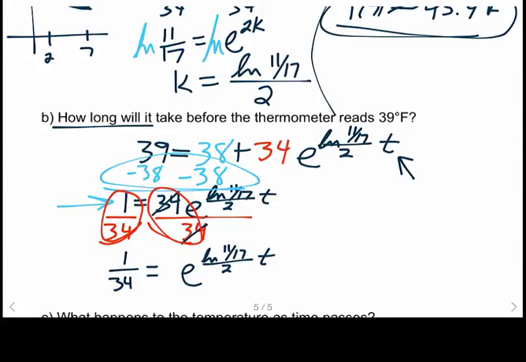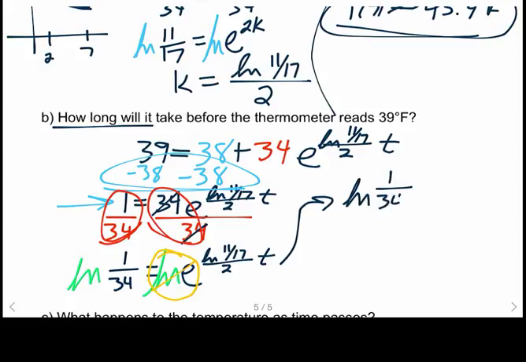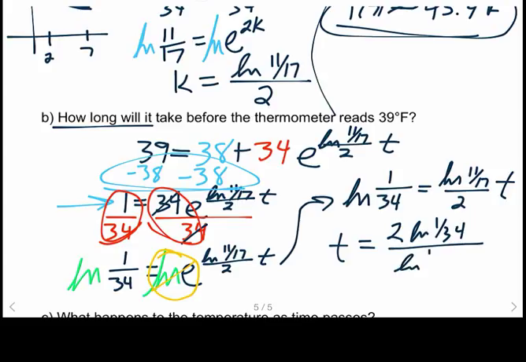Now we're going to apply the natural log to both sides using that cancellation property of logarithms. And here I end up with the natural log of 1 over 34 is equal to the natural log of 11 over 17 divided by 2 times t. When I flip and multiply, I get t is equal to 2 times the natural log of 1 over 34, divided by the natural log of 11 over 17. When I put this in my calculator, I get that the time is about 16 minutes.